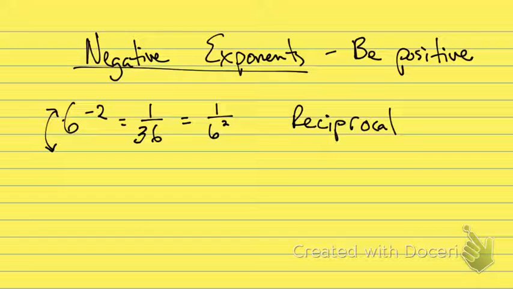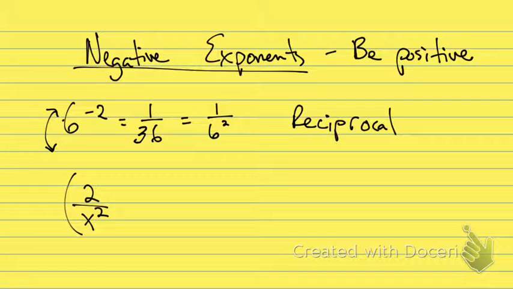Let's test it out with another one I gave you. Let's go to number 8 on that exploration sheet. We had 2 over x squared to the negative 2. So, in theory, negative exponent means reciprocal. So, follow me here. Would that mean that this is true then?